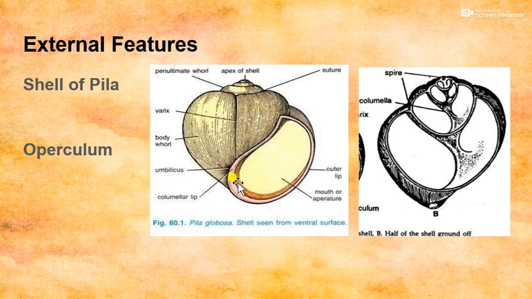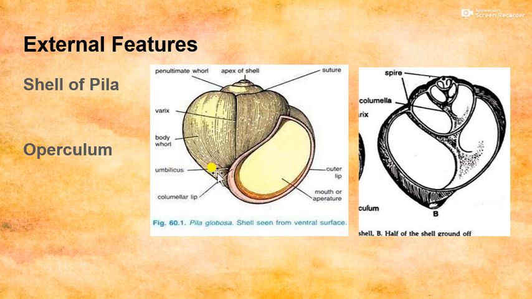The outer margin of the mouth is called the outer lip, and the inner margin is called the columellar lip, or the inner lip. In the center of the shell runs a vertical axis or columella, around which whorls of the shell coil. The columella is hollow and its opening to the exterior is known as the umbilicus. Look at this.